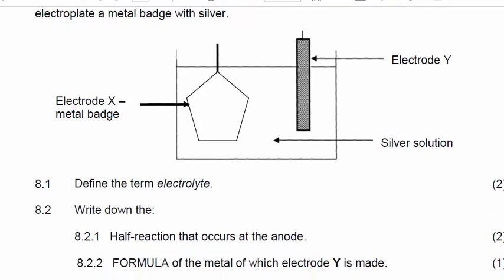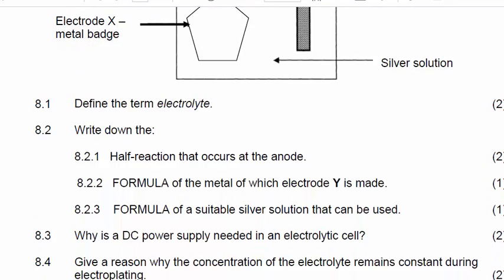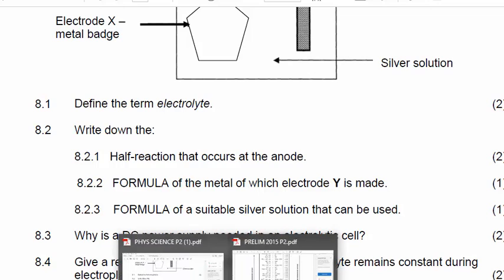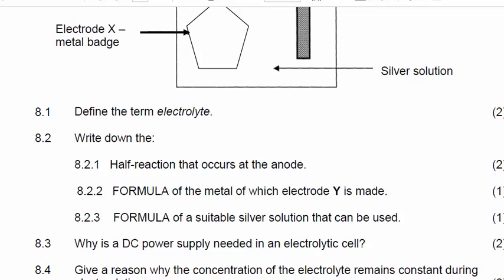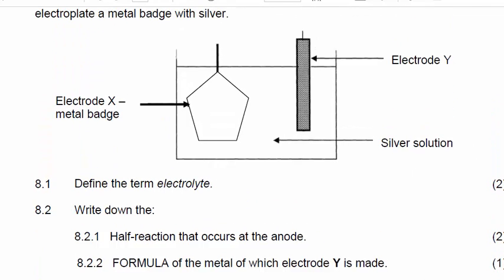The formula of the metal of which electrode Y is made is just Ag. The formula for a suitable silver solution that can be used is silver nitrate. Why is a DC power supply needed in an electrolytic cell?